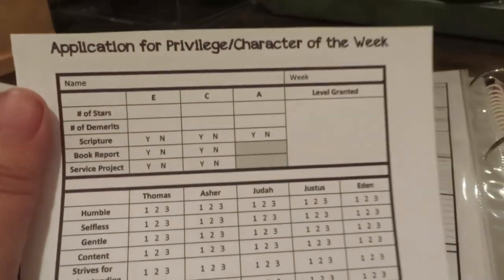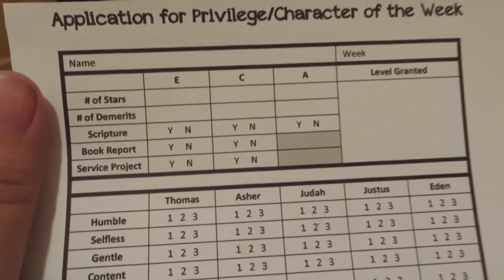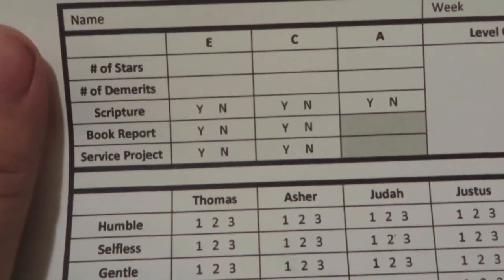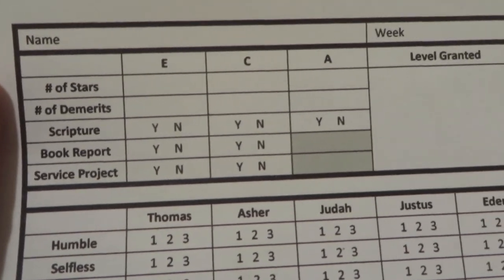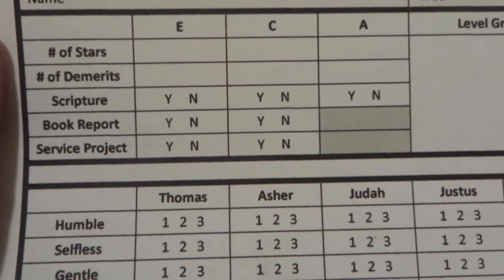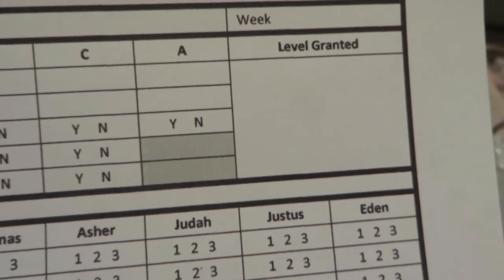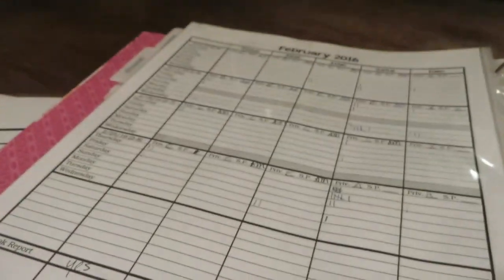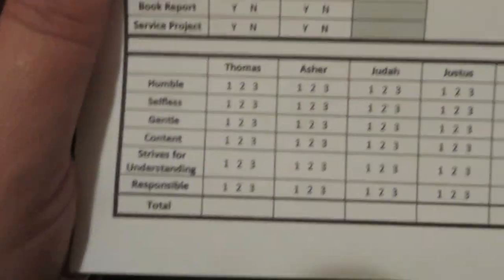And we have some odd things at our house. I start my school week on Thursdays, so the school week is Thursday, Friday, Monday, Tuesday, Wednesday, which is kind of strange, but that's how I do it. On Wednesdays, they fill out this little form that I made where they write their name, what week of school it is, and how many stars they have. They check the chart themselves for how many demerits, and whether or not they've done their scripture, their book report and their service project. Then I write down which level they get, and I mark it on that chart so that everybody can see and I can remember.